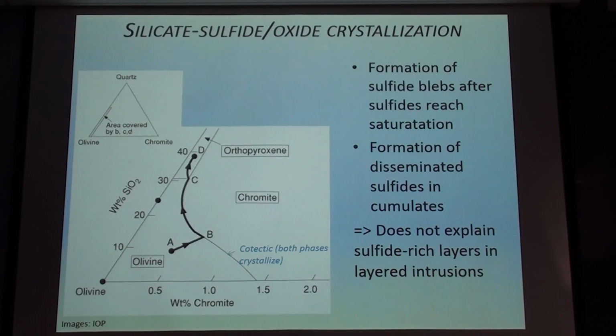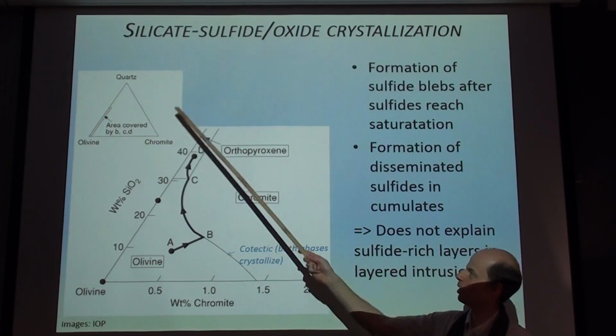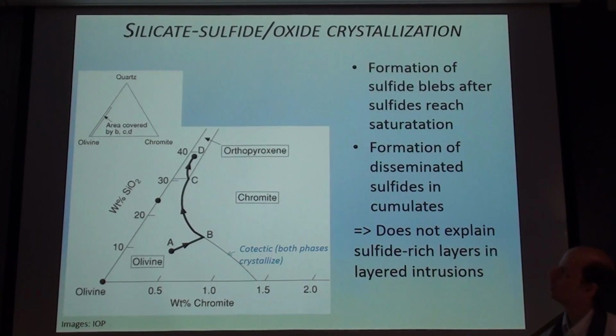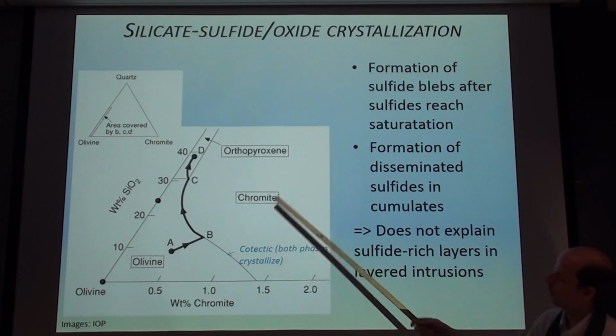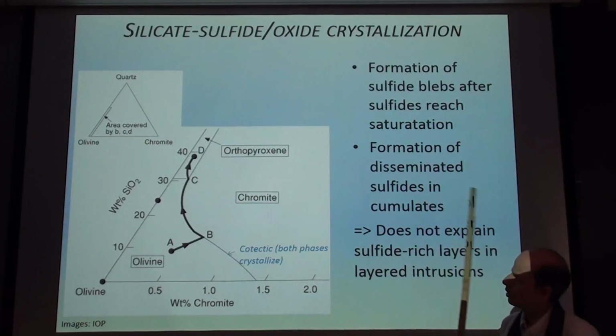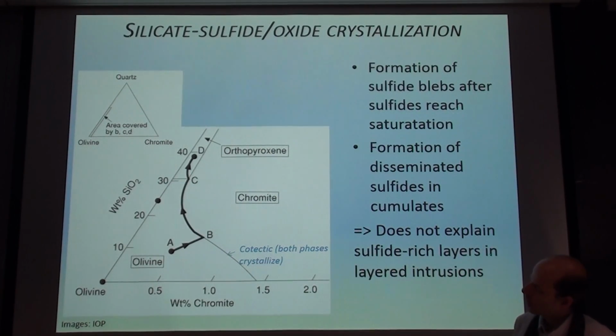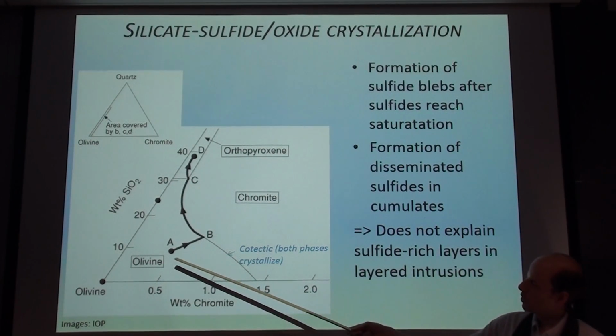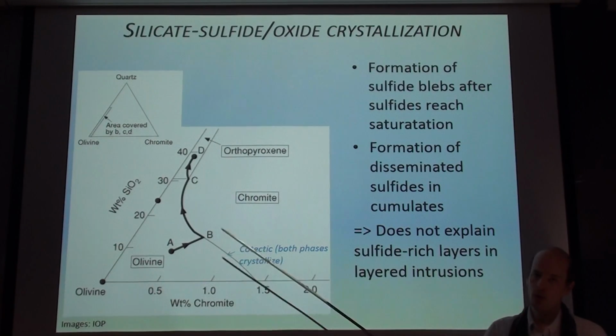So, how to explain those layers that occur in layered intrusions? I mean, the chromite layers, the massive oxide and massive sulfide layers. So this is a ternary diagram. We've got olivine, chromite, and quartz on the three corners, and the enlargement here is from this false level near the olivine corner. And for instance, let's say we start with a magma with a composition that plots near A.